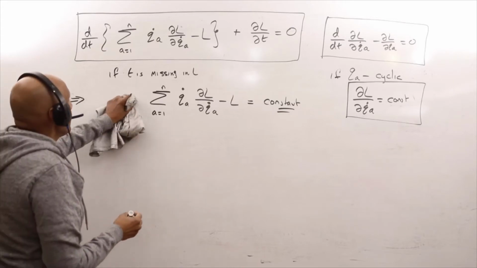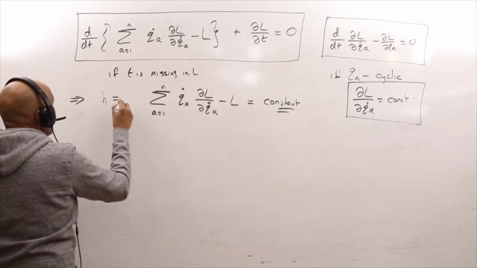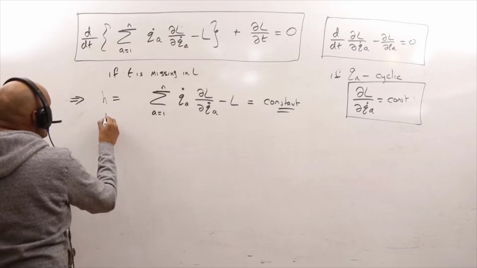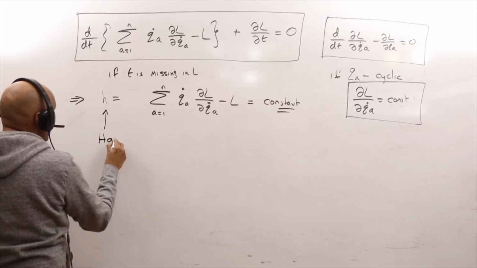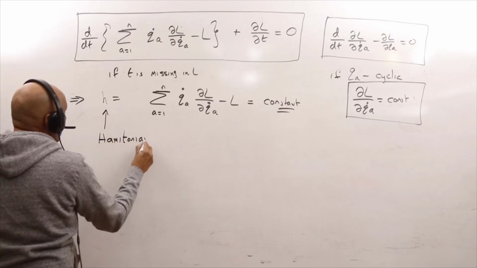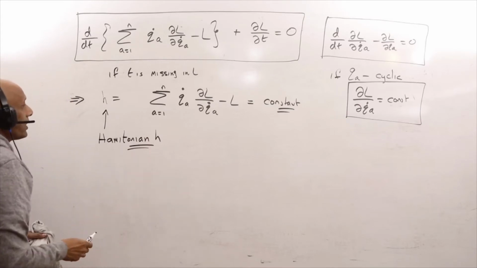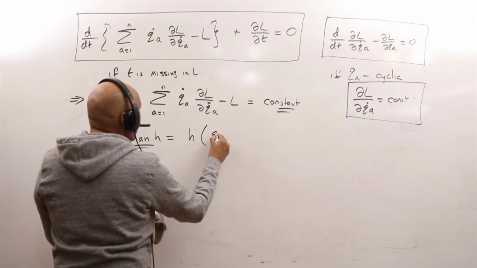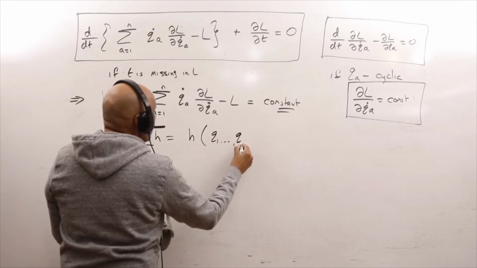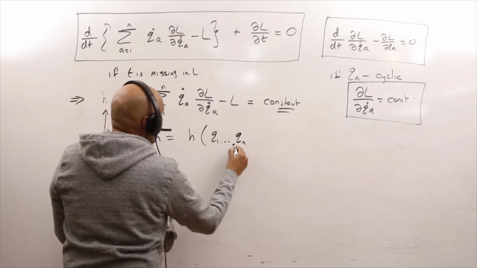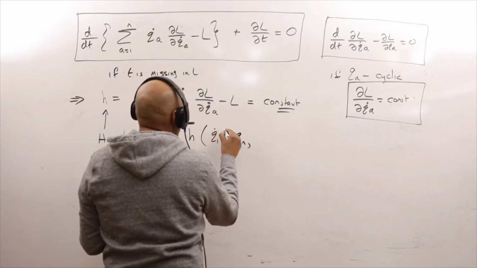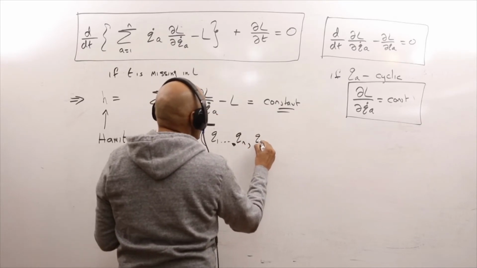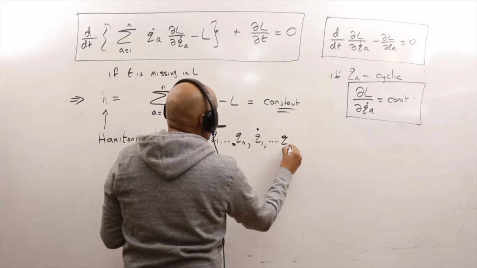This quantity, I'm going to call it H, and I'll actually give it a name. I'll say this is the Hamiltonian H. I'll just call this the Hamiltonian H function. Notice the H function is a function of Q1 to Qn, and it's a function of Q1 dot, to Qn dot.